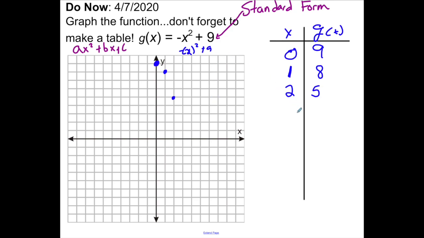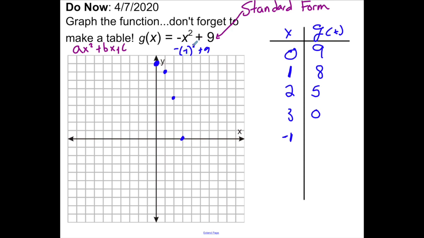Let's try 3. So I do 3. 3 squared is 9. This makes it a negative 9. Plus 9 is 0. And I think I'm now going to try to plug in negative 1. Okay, that was a choice I made because we should get some points on the other side as well.